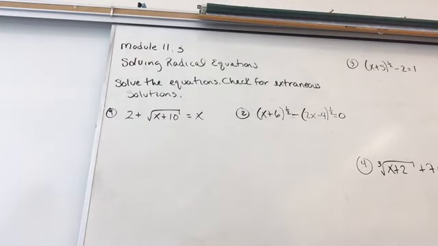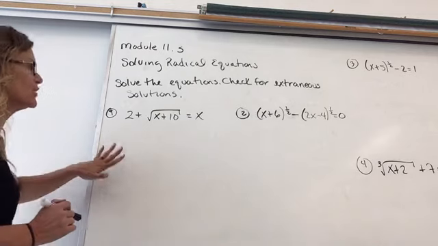Okay, module 11.3, solving radical equations. When we solve these equations, we need to double check and make sure we don't have any extraneous solutions. I've got 6 examples we're going to work through. Some are square roots, some are written in rational expressions, and some are cube roots, and some are written, again, with the cube root rational expressions.